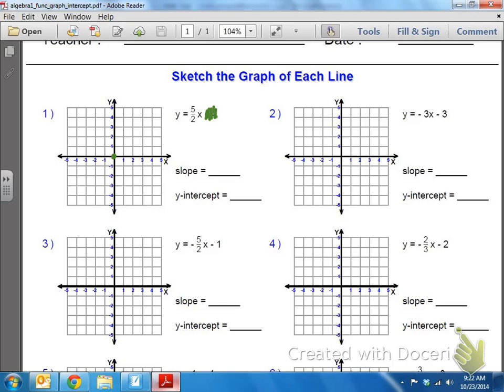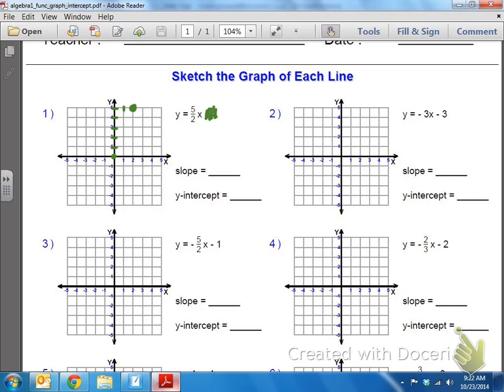And 5 over 2, when you graph, the top number represents the change in y, meaning from my starting place, am I going to go up or down? If I go up, that means it's a positive number. If I go down, that means I had a negative number. So that's a positive 5. I'm going to go up 1, 2, 3, 4, 5. And the bottom number tells me how far I go left or right. The change is a positive 2, so I go to the right 2.